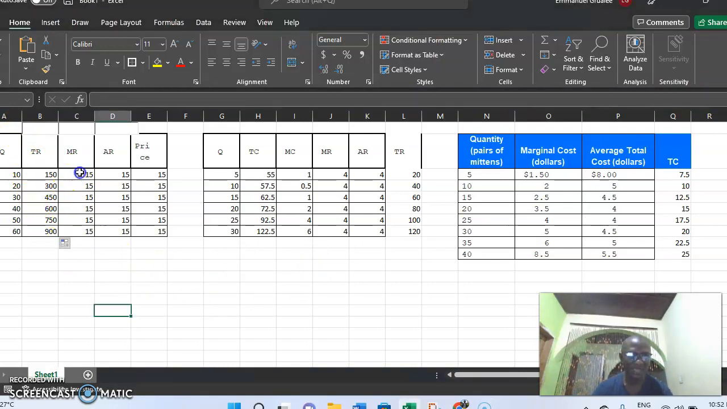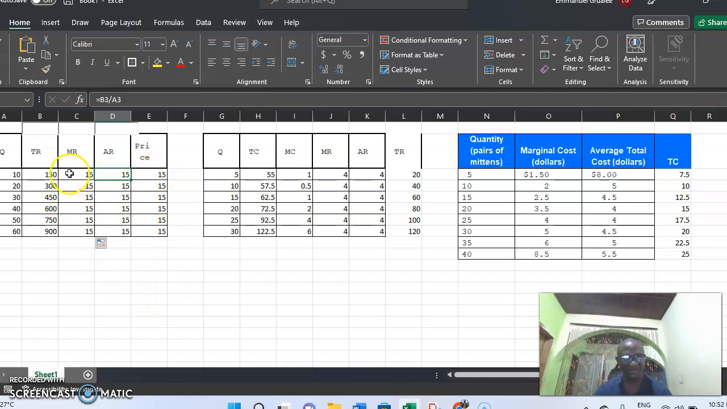Then you come to marginal revenue in this column. To get the marginal revenue, you divide the total revenue by your quantity, which is B2 by A2, B3 by A3. So you will have the marginal revenue. You can drop down and have that as well. Average revenue is the same kind of formula: use the total revenue divided by quantity. So you get that one.